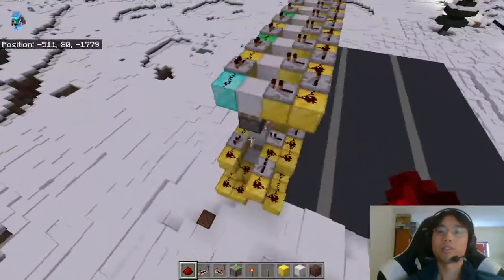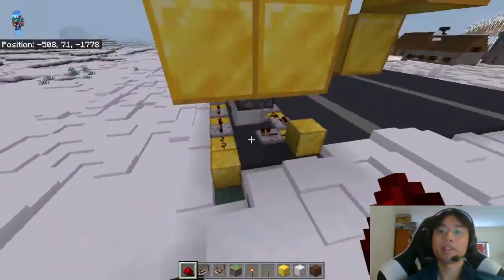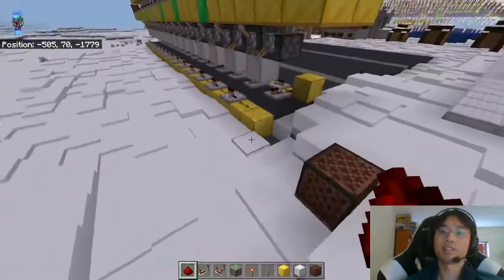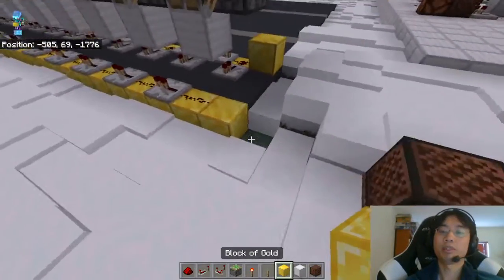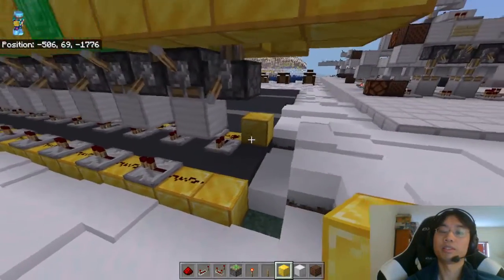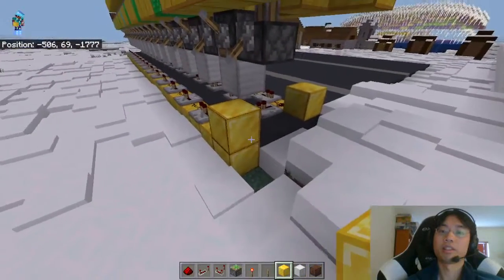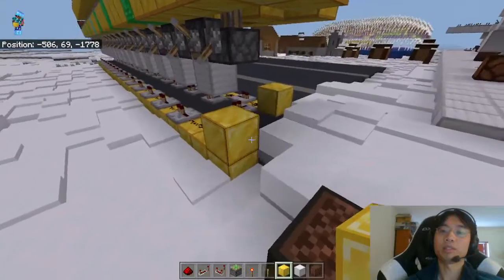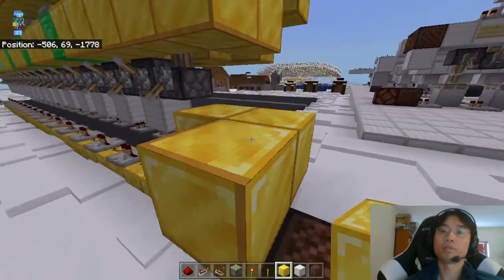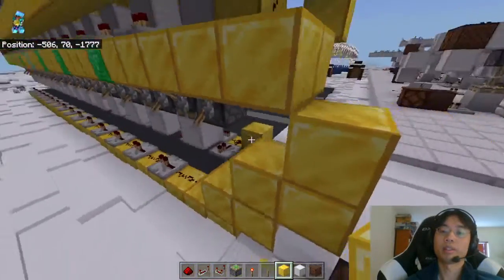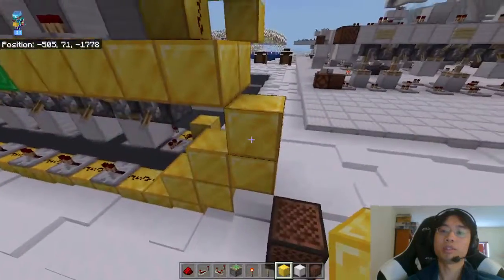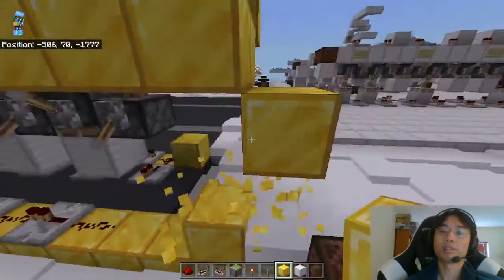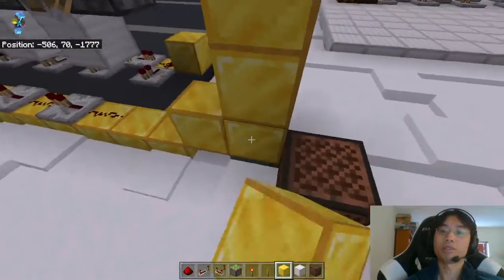So now that has to join that with a one tick delay. Let me just step past that. One, two. I mean, clearly not that because it overlaps.